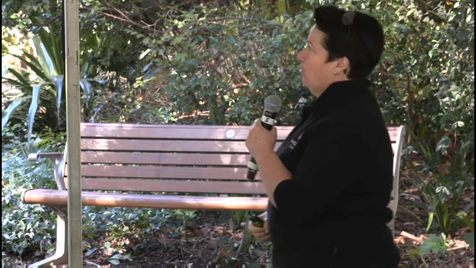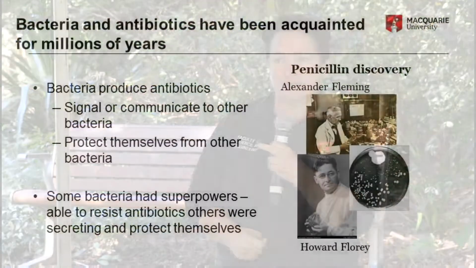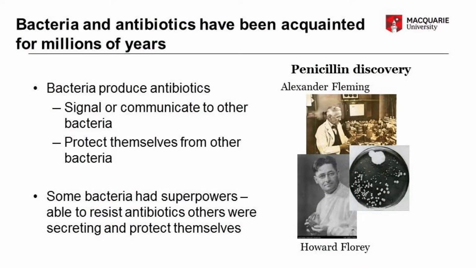So how did this come about? How did bacteria become resistant to antibiotics? Well, antibiotics and bacteria have actually been acquainted for many millions of years. It was just that humans discovered the power of antibiotics to treat disease that we started to harness this fantastic ability that bacteria had to produce antibiotics. Bacteria actually produce antibiotics for signalling and for communicating to other bacteria. I've mentioned that antibiotics kill bacteria, so they also produce antibiotics to protect the space around them.